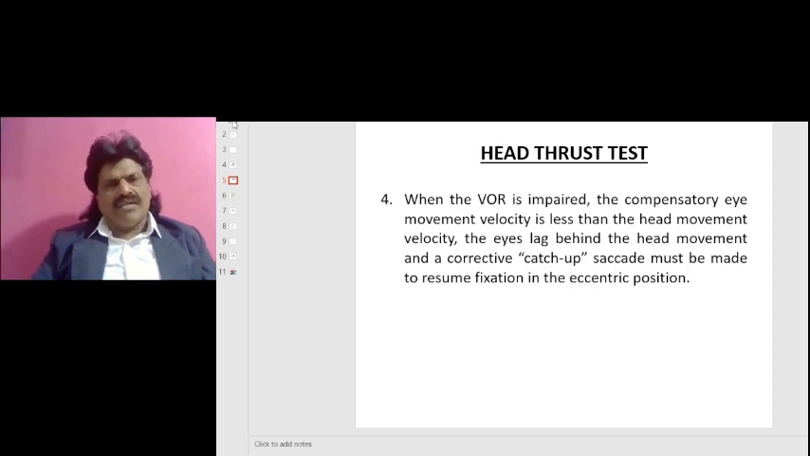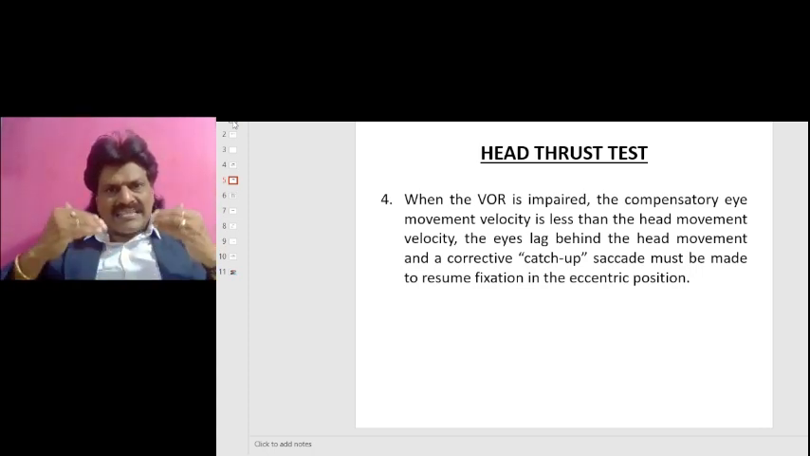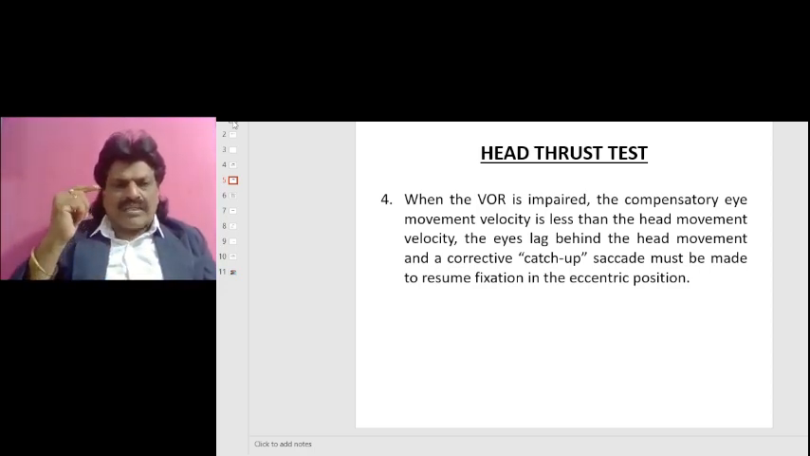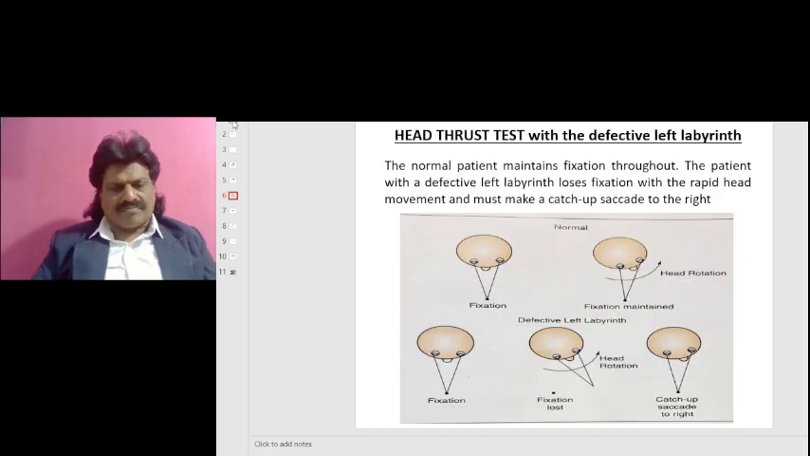eccentric position. So when the VOR is impaired, the compensatory eye movement velocity is less than the head movement velocity. The eyes lag behind the head movement and a corrective catch-up saccade must be made to resume fixation in the eccentric position. I'll show you the diagram, then it will be better understood.